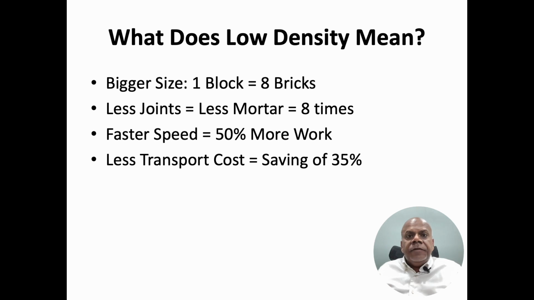Because it is light in weight, the transport cost is less. For a standard truck, let's say of a 20-ton capacity, you can transport almost 35 to 50% more blocks in the truck compared to other products. So what happens because of that? You save fuel. It is not only efficiently using a truck, but you also save carbon footprint.